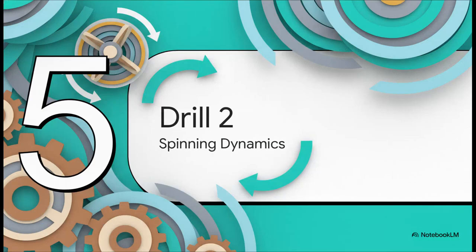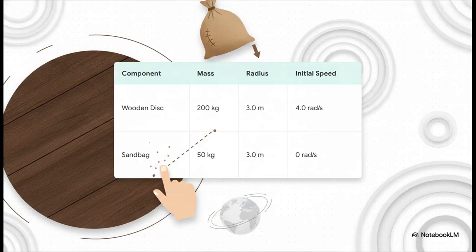Which brings us to section 5, drill 2, spinning dynamics. Once again, we're relying on our trusty playbook and organizing the scenario into a table. Imagine we have a heavy 200-kilogram wooden disc. It has a 3-meter radius, and it's spinning initially at 4.0 radians per second. Then, suddenly, a 50-kilogram sandbag, because, hey, physics problems just love dropping random heavy objects, drops right onto the edge of the disk. And the sandbag starts with 0 initial angular speed.